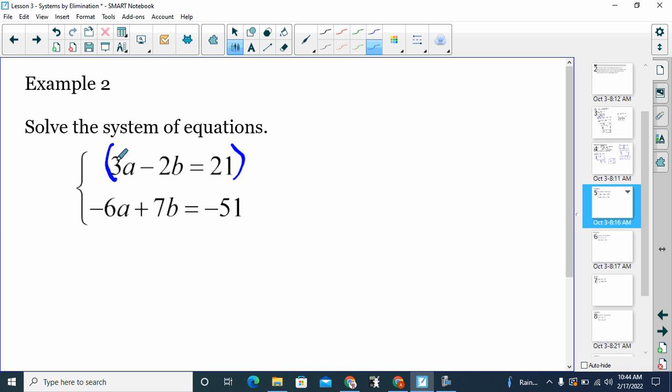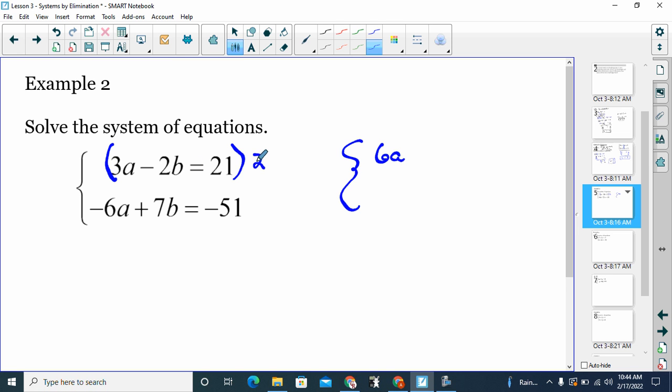And I'm multiplying it by 2 so that I get 6a here. 3 times 2 is going to give me 6. Now I'm going to rewrite my equations. I'm going to multiply this whole equation by 2. 3a times 2 gives me 6a.